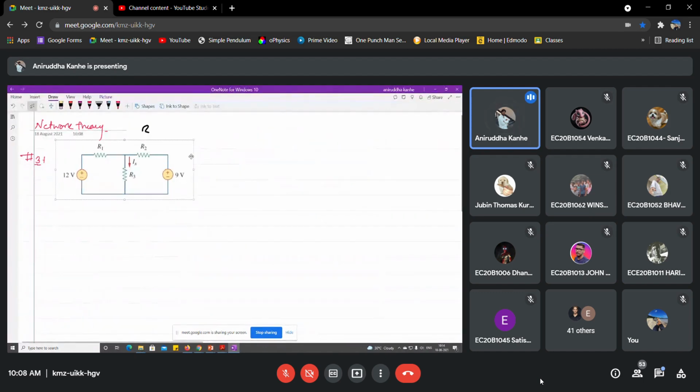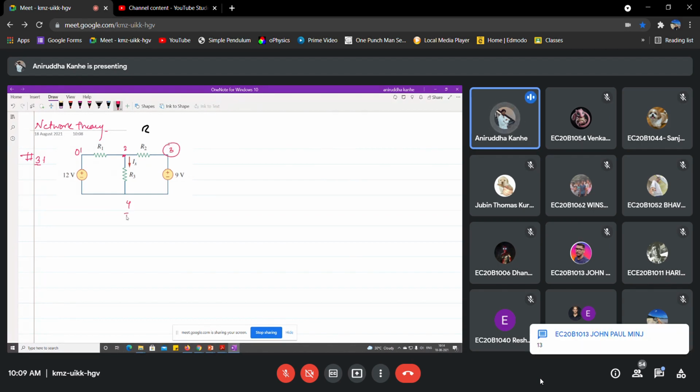So let us assume that we are interested in calculating the node voltage at this point. Before that, let us find out how many different nodes are there. Okay. So how many nodes can you see? You can call this a node, let us say node number 1. You can call this node 2, and that's node 3, and this is the 4th.